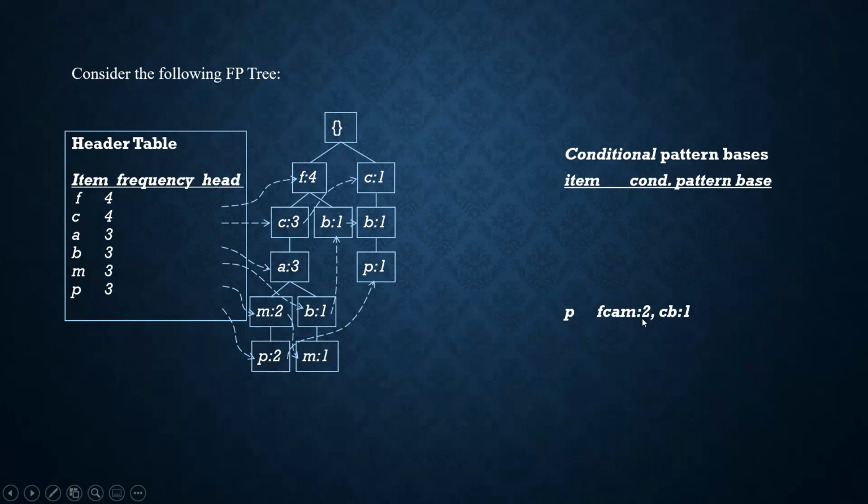So the number beside the path is the item count for P at that particular path. For example, consider the path CBP. Here the count of P is 1, so we have written it as 1. Similarly, for M, we have FCAM, FCABM. For B, we have FCAB, FB, CB. For A, we have FCA. For C, we have FC3. Here the item F doesn't have a predecessor. Hence, we directly take the count of the item F.